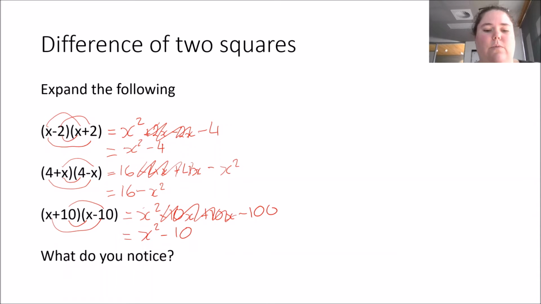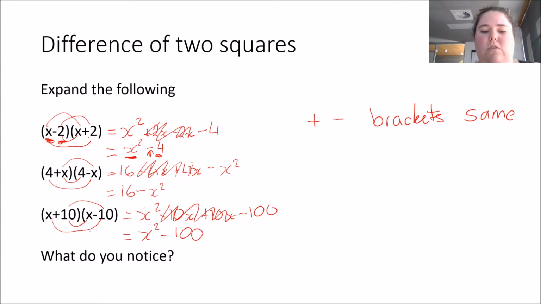Okay, so now we want to see what can we see that's in common between each of these examples. Well, we have a plus and a minus. So we've got a plus and a minus in our two brackets. Apart from that, our brackets are the same. So long as our brackets are exactly the same, but with a plus and a minus in them, it looks like our first term in the bracket squared minus the second term in the bracket squared.